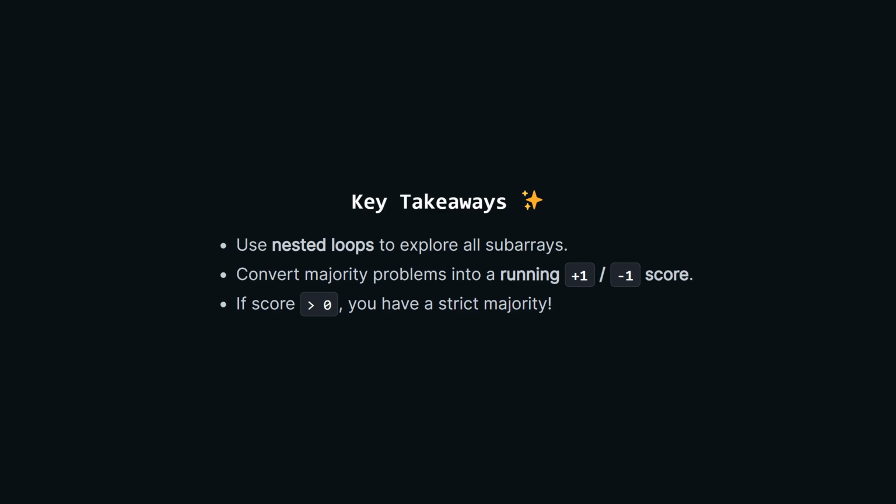So let's wrap it up. The main lessons here are using nested loops to evaluate every chunk, and using that awesome running score trick to test for majorities without recounting.